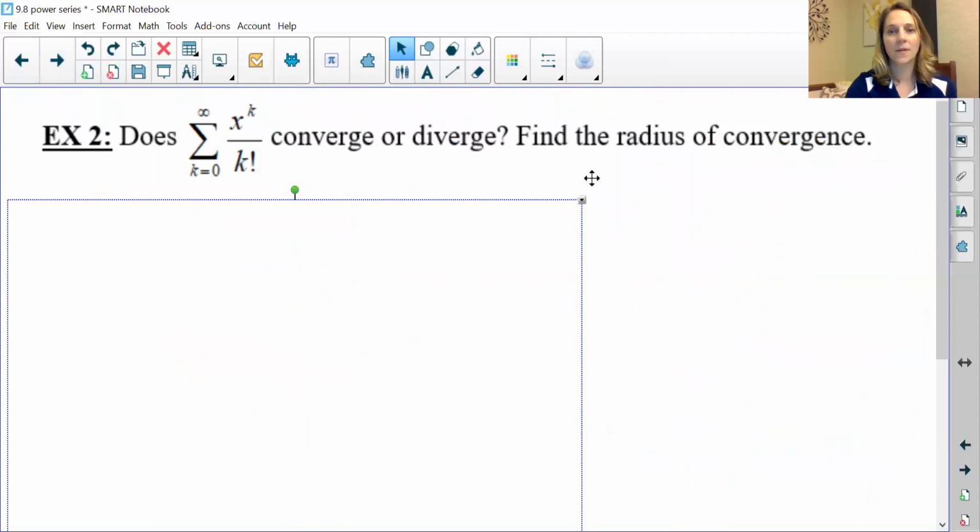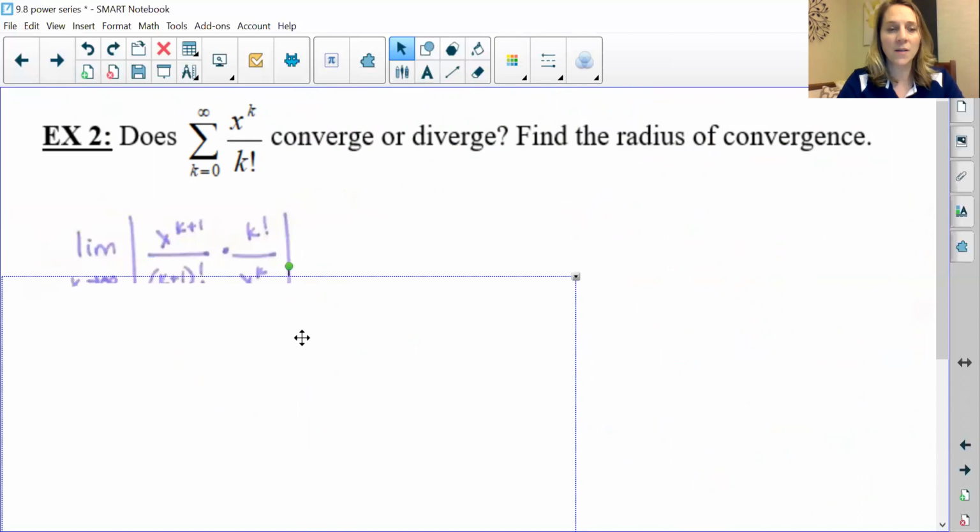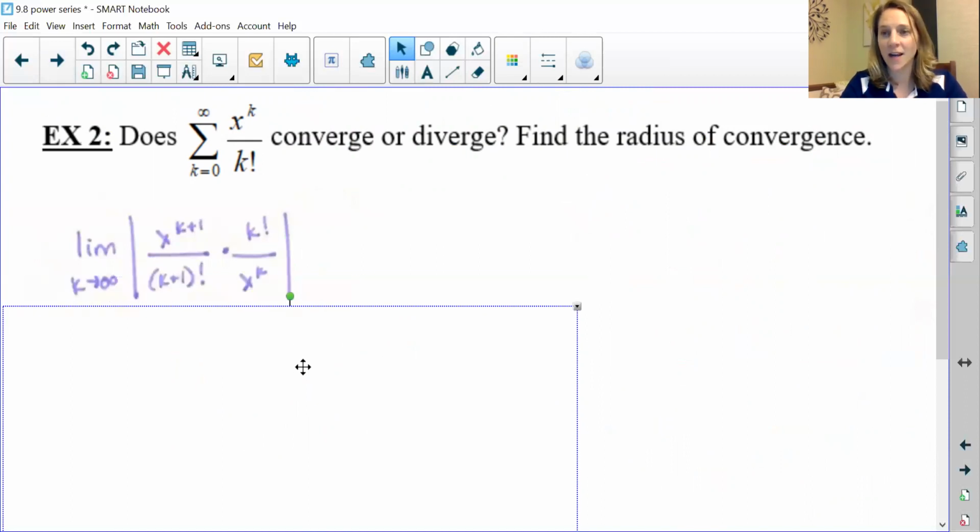Okay. So example 2, it's going to ask us the same thing. Does it converge or diverge? Find the radius of convergence. So the first thing is we're going to use the ratio test. That's kind of like the thinking routine that I want you to have every time. And the limit as k approaches infinity of, and so I'm actually going to do the k plus 1 here. We're going to do that first.